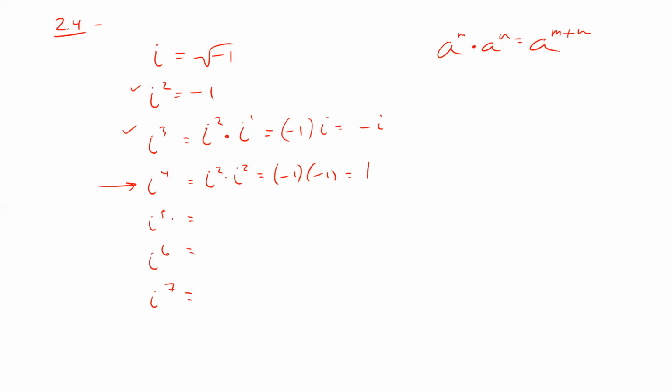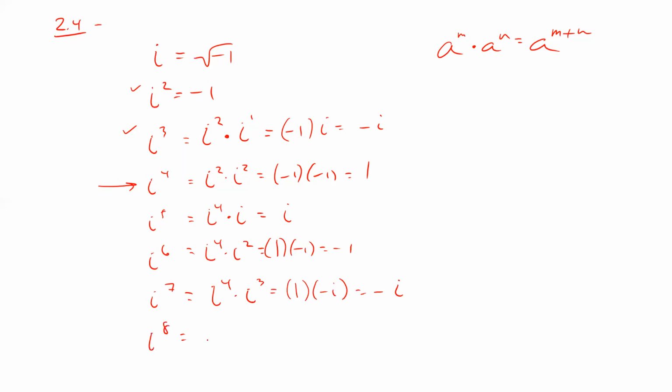So if you have i to the fourth times i, now instead of using i to the second, I'm going to use i to the fourth, because that's an easier one, because that's just 1 now. So i to the fifth is really just i to the fourth times i, or just i. i to the sixth is really just i to the fourth times i squared, which is really just 1 times -1. i to the seventh is really i to the fourth times i to the third, which is really just 1 times -i, or just -i.